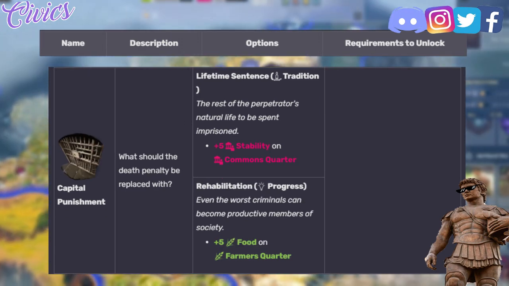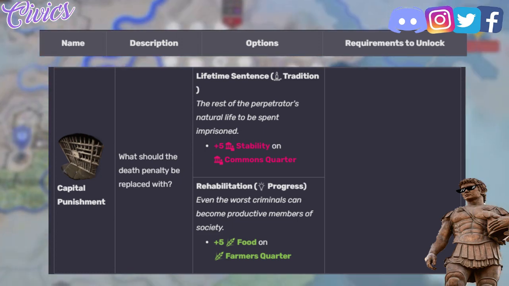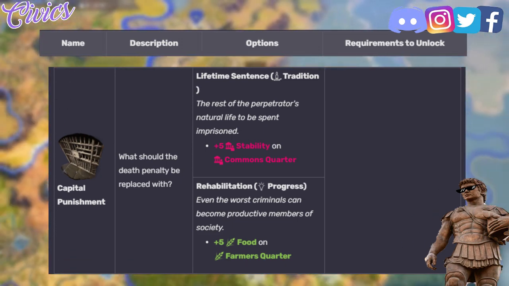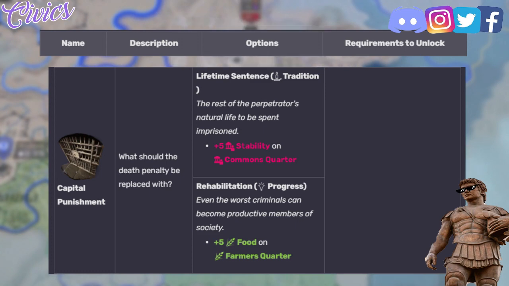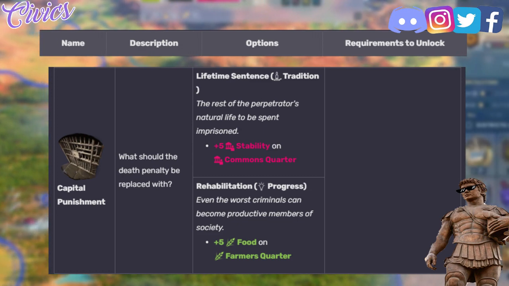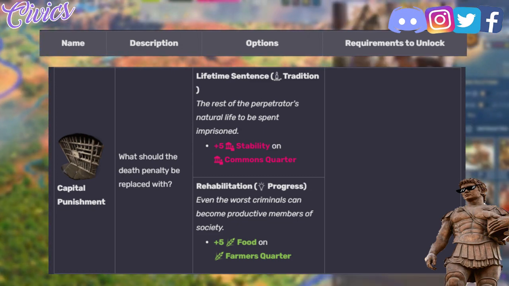Capital punishment. What should the death penalty be replaced with? Option A, lifetime sentence, tradition. The rest of the perpetrator's natural life to be spent imprisoned. Receive +5 stability on commons quarter. Option B, rehabilitation, progress. Even the worst criminals can become productive members of society. Receive +5 food on farmers quarter.